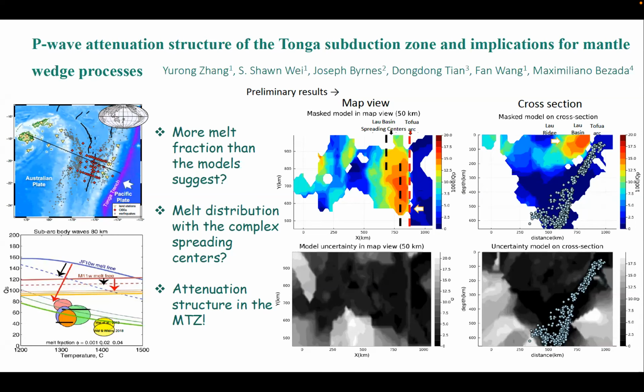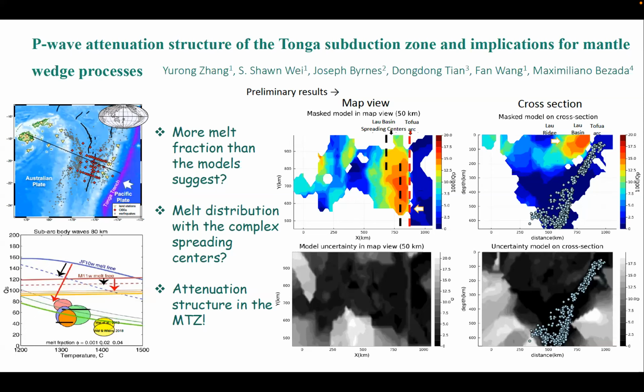We are using the MC method in this study to image a high attenuation anomaly in the backarc basin of the Tonga subduction zone. This new result could update the melt fraction models provided by Jeff Faber in 2014. Our new result probably would give more melt fraction than the maximum value that previous attenuation models would suggest, which is probably exciting. This is just a preliminary result.